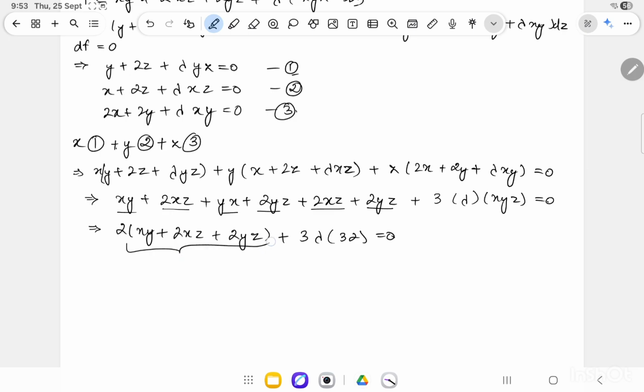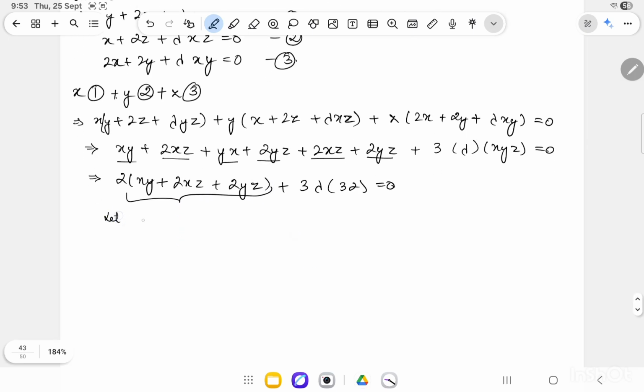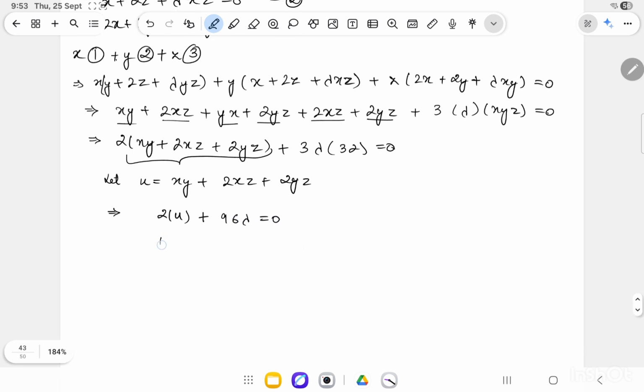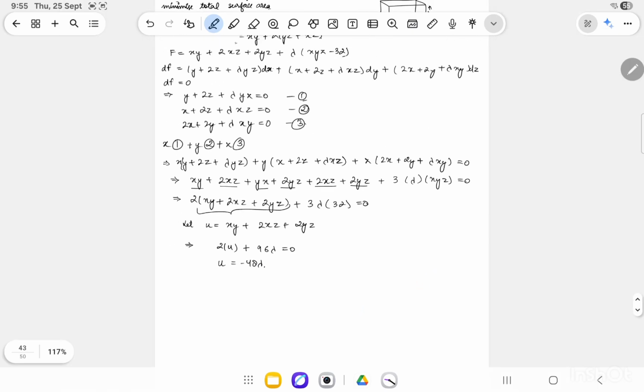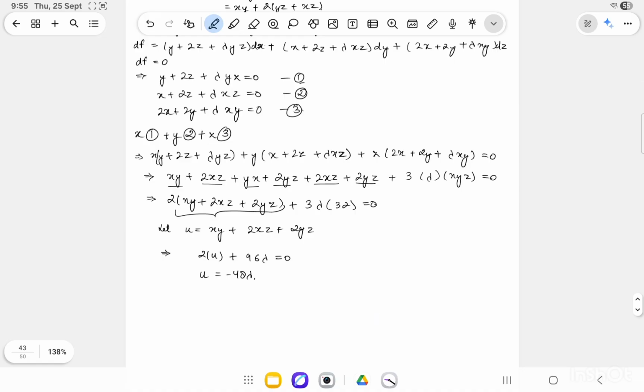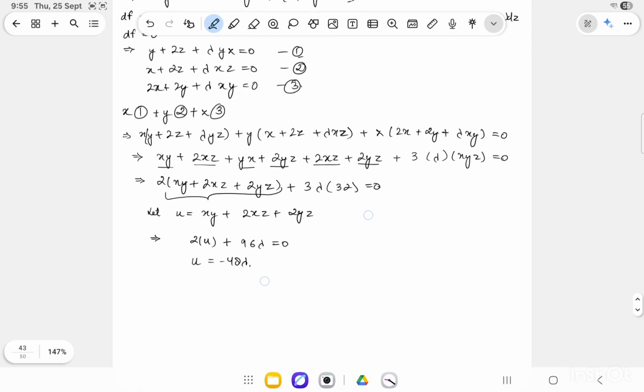Now this is the value we're supposed to minimize, so let us assume it as u, that is u equals xy plus 2xz plus 2yz. So our relation reduces to 2 times u plus 96 lambda equals 0. From here you get u as minus 48 lambda. Now I guess it doesn't lead us anywhere, so let's do one thing.